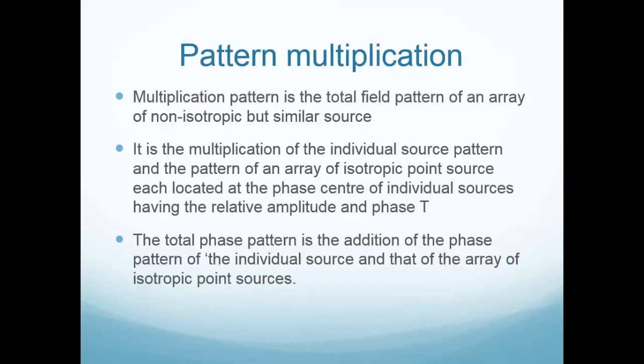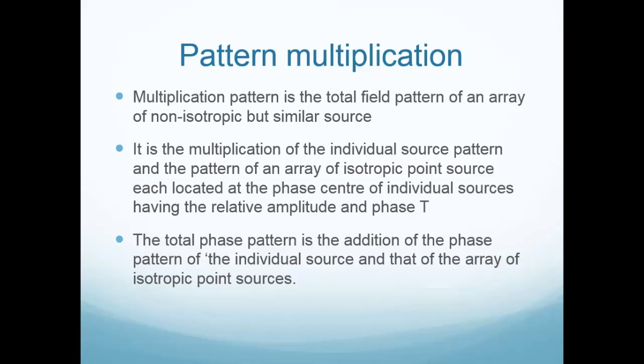Okay. Next, pattern multiplication. Pattern multiplication gives the total field pattern of an array of non-isotropic but similar sources. An isotropic antenna always generates power equal in all directions, but here non-isotropic means the antenna amplitudes are different. That's why they are non-isotropic antennas. So whenever source 1, source 2, source 3 are multiplied, the gain will also automatically increase.